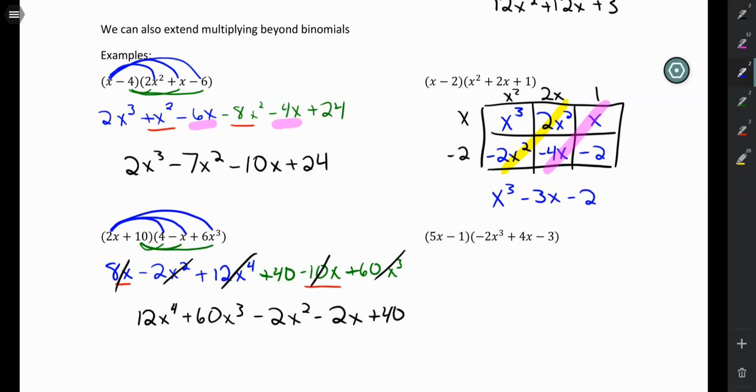Okay, now I like the box because it keeps me organized. I don't miss any of my multiplications, and my like terms are really easy to find. So let's try this last one.